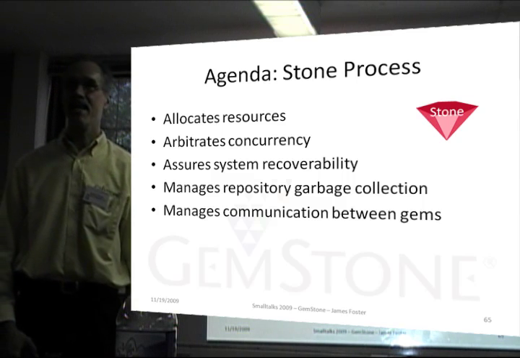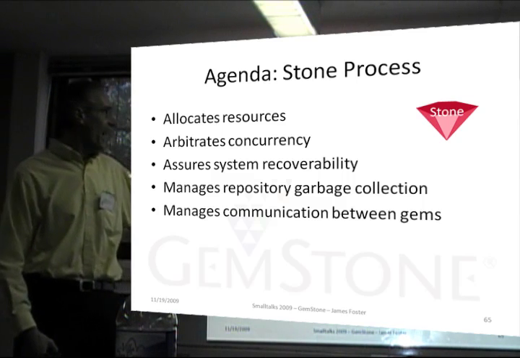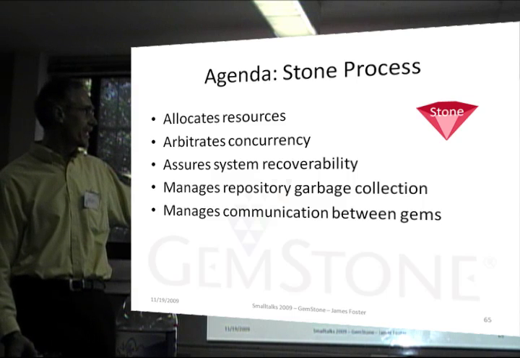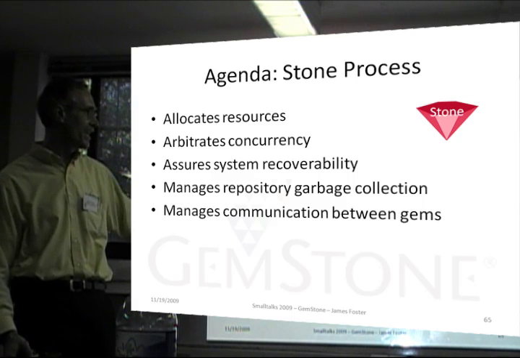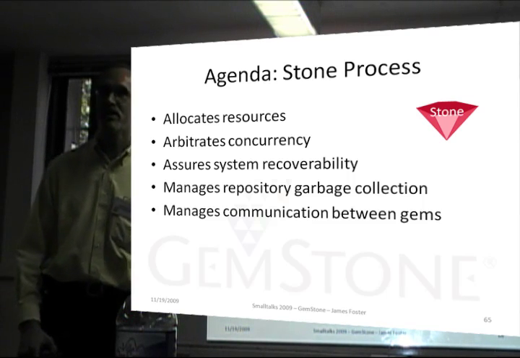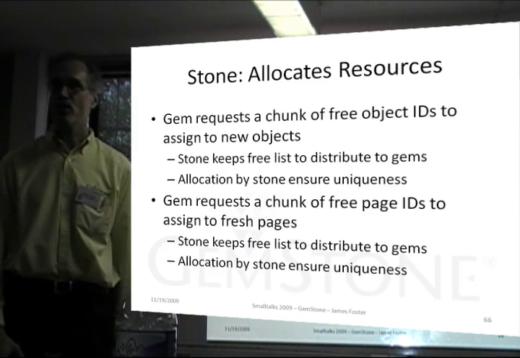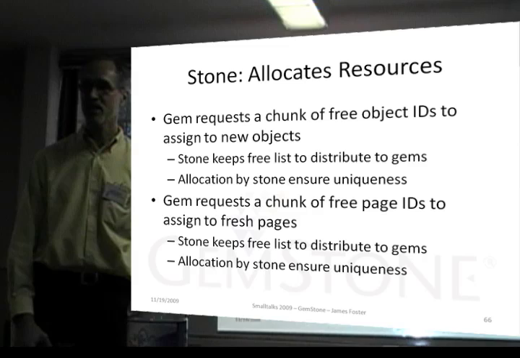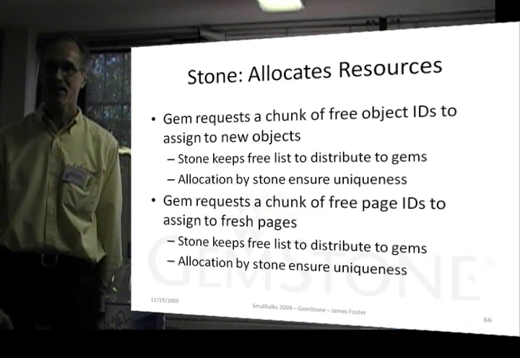We're going to discuss what the stone does. We're going to look at allocating resources, arbitrating concurrency, recoverability, garbage collection, communication. So these are some of the things that the stone does. Resources. What resources does the stone allocate?